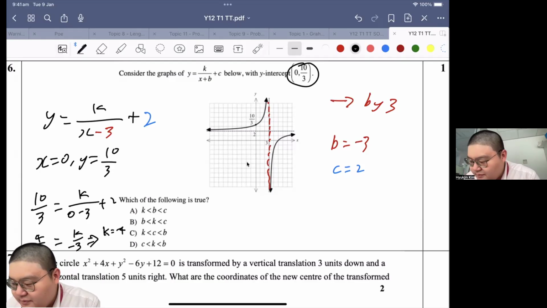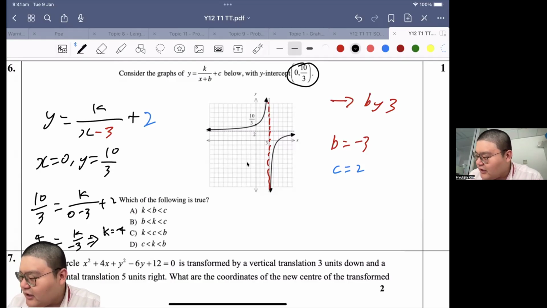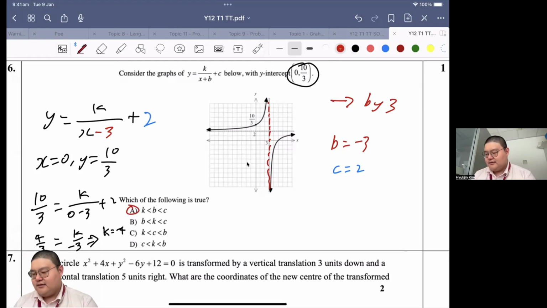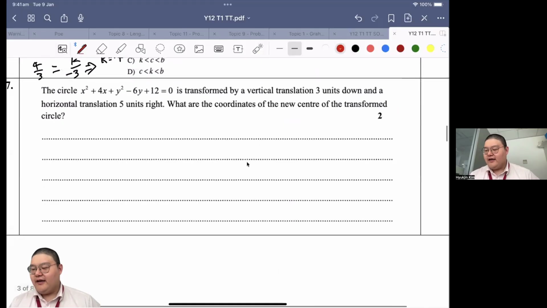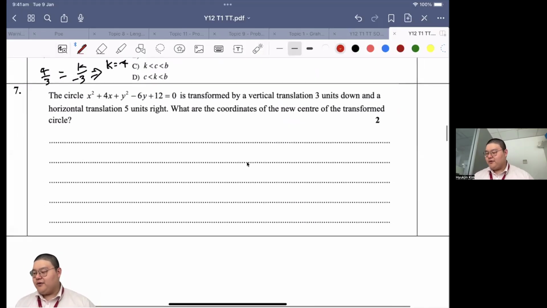So now what's that? C is the largest, B is the second largest, and K is the third largest. It is option A. It's always option A for these stupid questions. So annoying. Okay, the circle is transformed by vertical, blah blah blah, translation 3 units down and horizontal translation 5 units right.